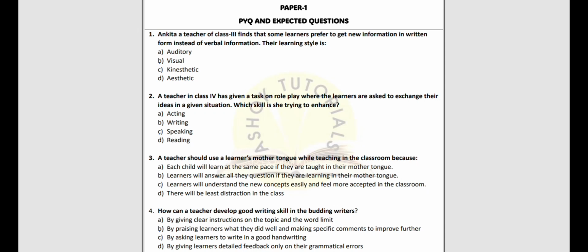See, by the word itself, audio means what? Sound, right? Kinesthetic means that which involves movement. Then aesthetic means that which involves beauty or appreciation. So here the best option will be visual. Sorry, I forgot to give you time here to solve this. All right, so let's continue with the next question.